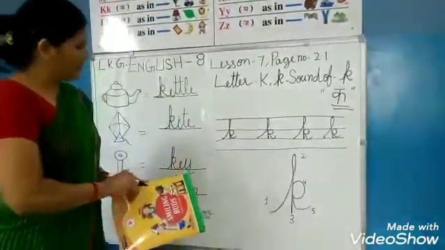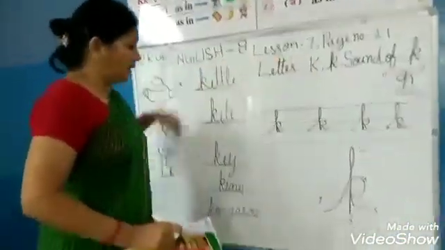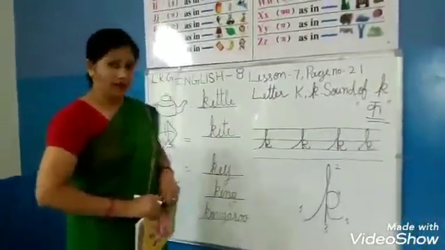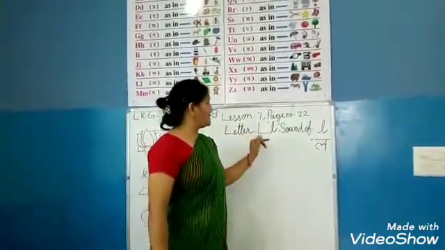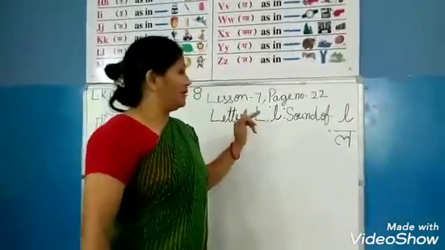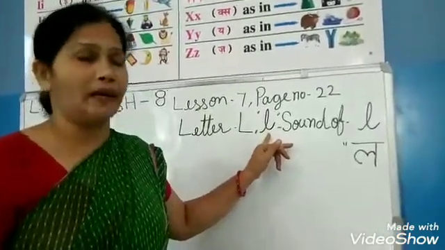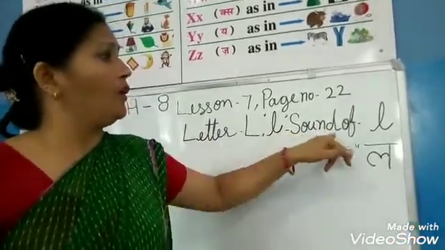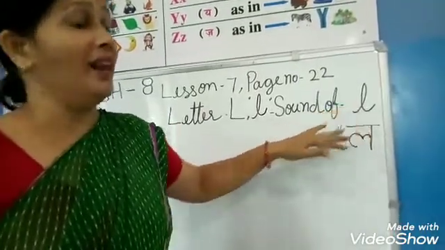So children, our letter K here is completed. Next letter is L. Okay children, our next letter is L. This letter is capital letter and this letter is small letter. Sound of L, L. Sound of L children, L.